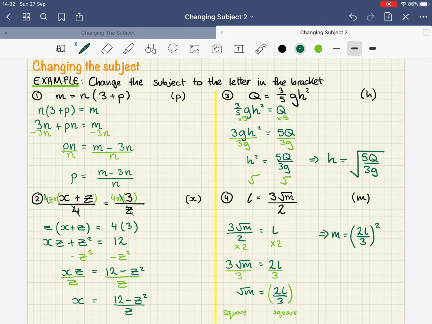And remembering our rules of indices, our rules of indices dictate that whenever we have the brackets with a power on the outside, that power is going to affect each thing individually. So I'm going to do 2 squared, I'm going to do L squared, and I'm going to do 3 squared. So all of them are affected on their own. So 2 squared is 4, L squared is just going to stay as L squared, and 3 squared is 9. And so that is my final answer.